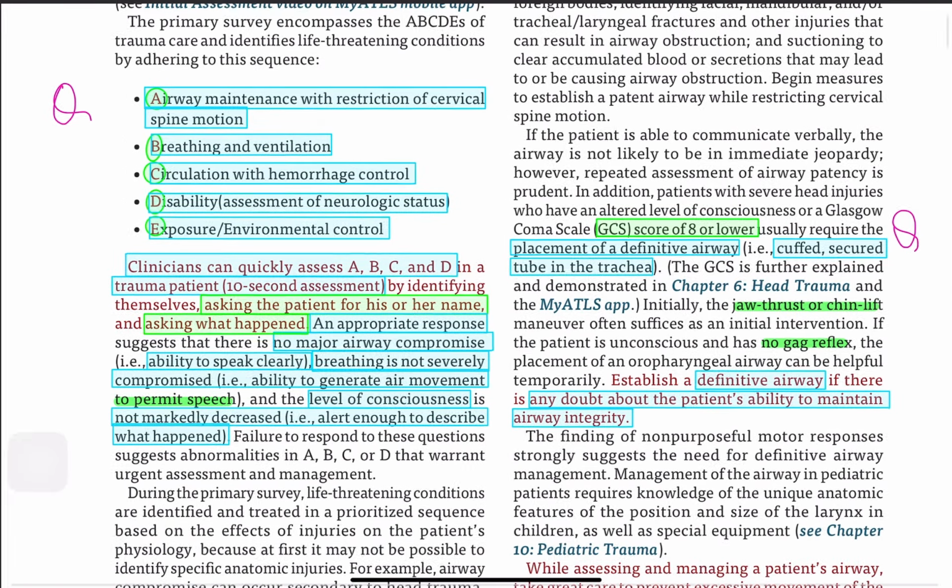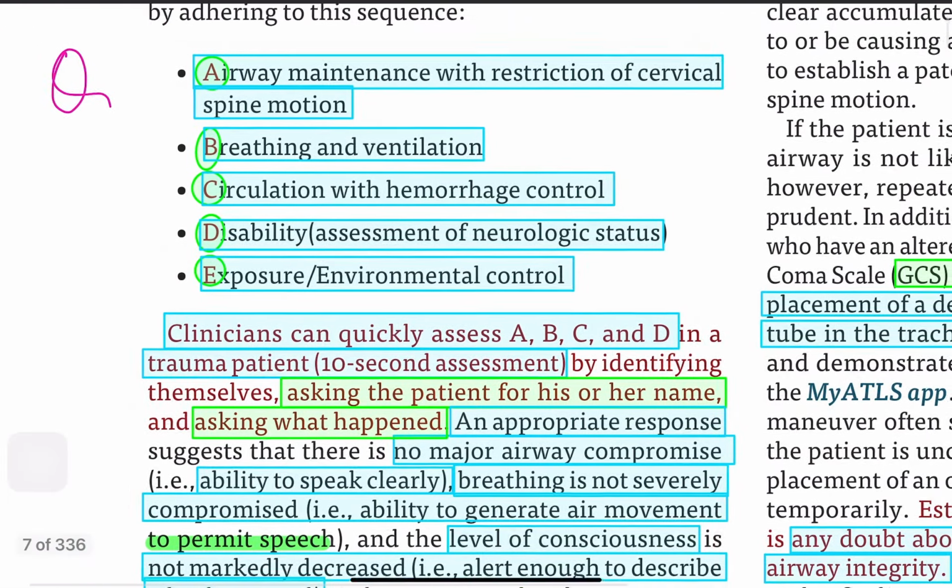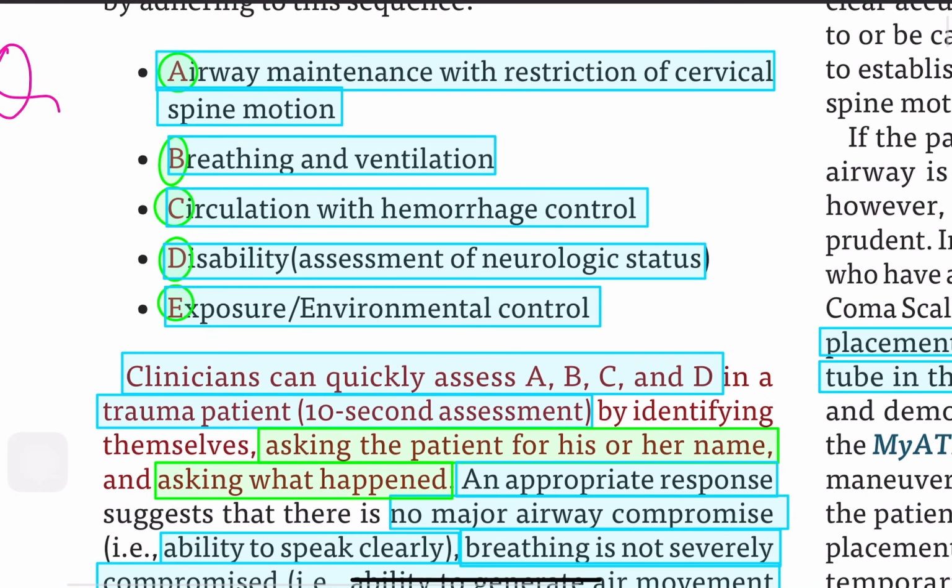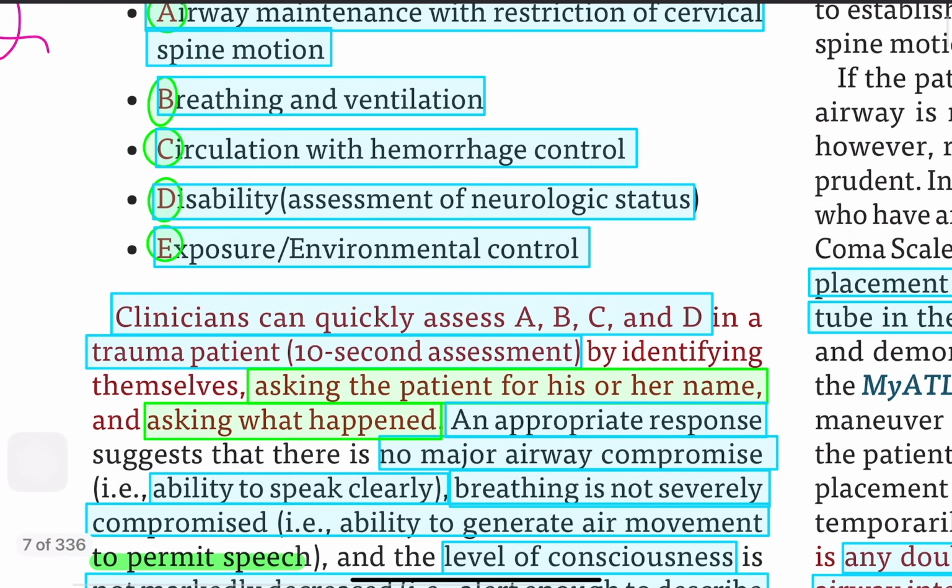In the primary survey there is ABCDE. This is a very classical question. What are the full forms? A for airway maintenance with restriction of cervical spine motion, B for breathing and ventilation, C for circulation with hemorrhage control, D for disability, that is assessment of neurological status, and E for exposure or environment control.